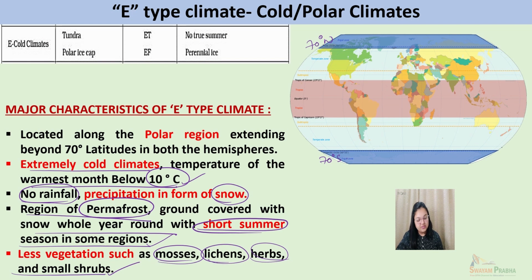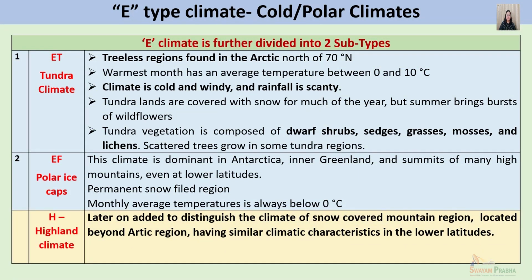So the main characteristic of E type of climate is that these are the climates of the polar areas which are totally covered with snow throughout the year. And in the southern hemisphere, you have the Antarctica region, which is completely under snow for the whole year. The E type of climate is further divided into two subtypes, ET and EF.